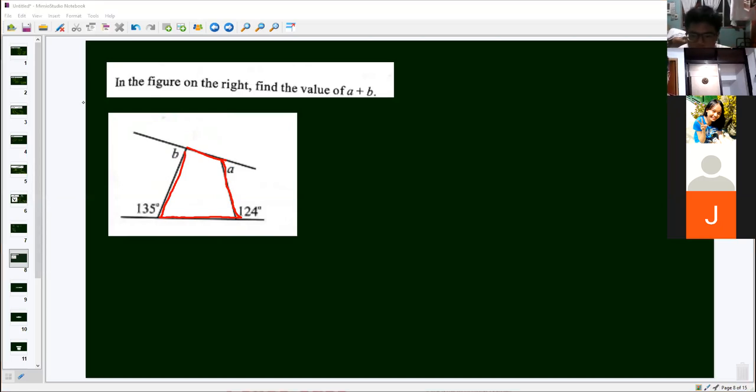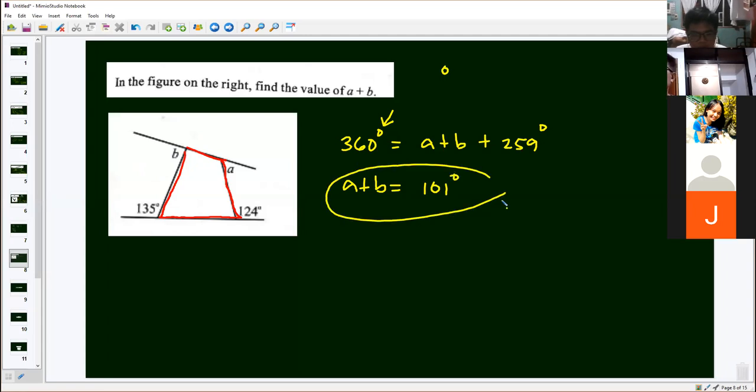And according to a concept, the sum of the exterior angles of any polygon is always 360 degrees. It's not on the keyboard, it's in the writing. And it is equal to the sum of the four. You have A plus B, 135 plus 124 is 259. So there, I'm done. A plus B is 101 degrees. Simple as that.